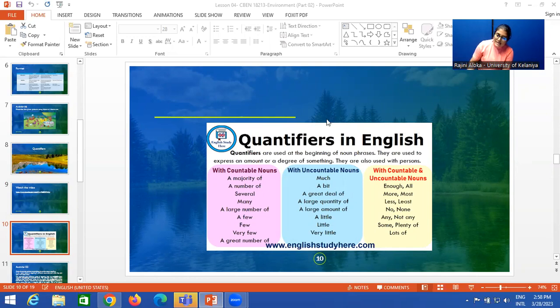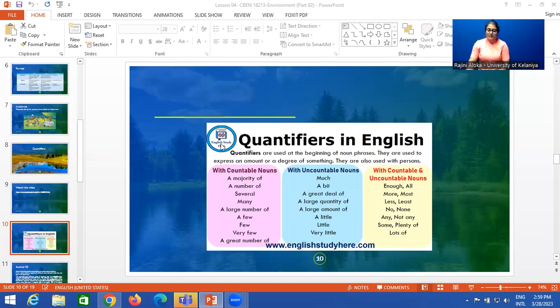So moving on, here's a list of quantifiers. With countable nouns, you can use a majority of, a number of, several, many, a large number of, a few, very few, a great number of. With uncountable nouns, you can use much, a bit, a great deal of, a large quantity of, a large amount of, a little, very little. With countable and uncountable nouns, both, you can use enough, all, more, most, less, least, no, none, any, not any, some, plenty of, lots of.